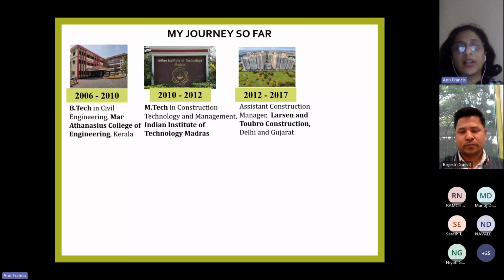And then I worked in the construction industry. I worked with L&T for about 5 years. And then I understood the whole scenario on how the industry works. In these times, sustainability was not a big concern. And even today, the focus is mostly on cost, quality, and time.